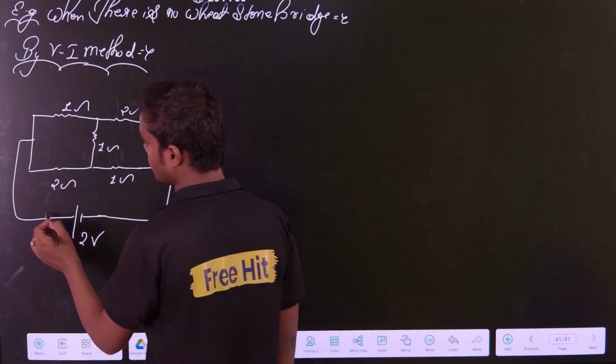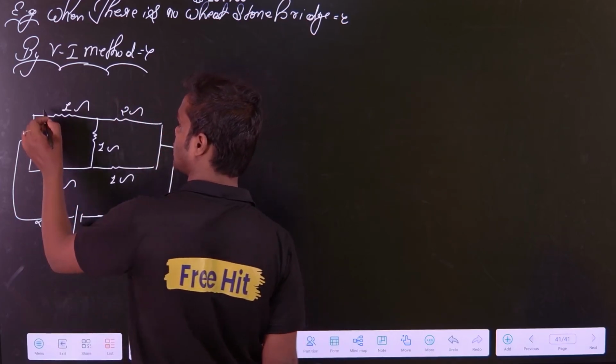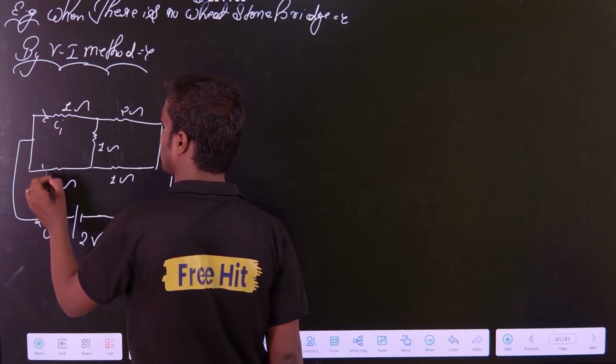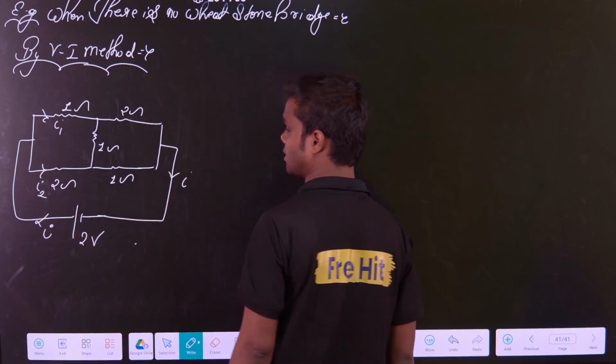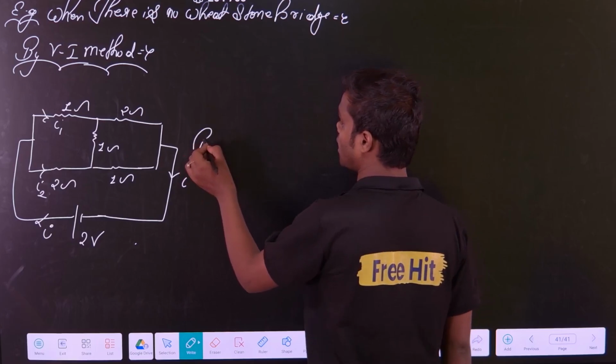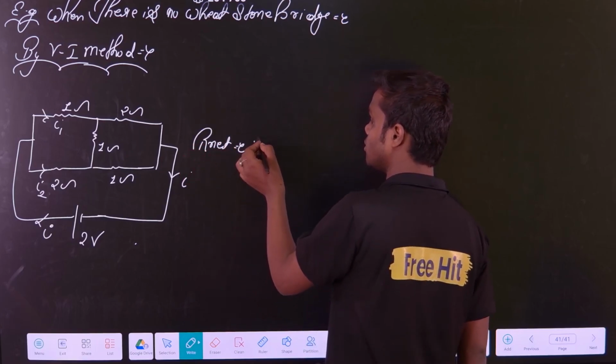See, I am sure that this battery will give a current I. That current I is going to distribute into I1 and I2, correct? And that current will come out here again as I. So what is my resistance? R net I can write. R net will be sure that it will be 2 volt.